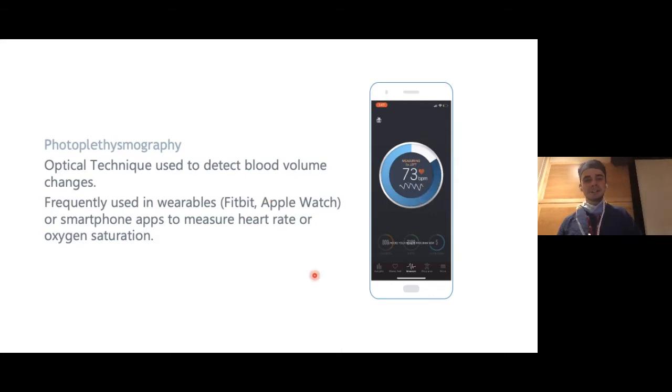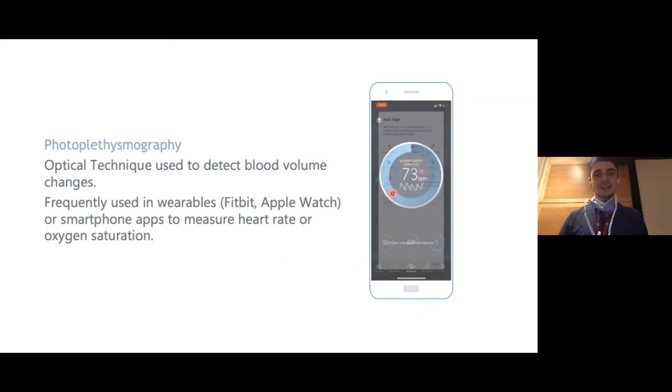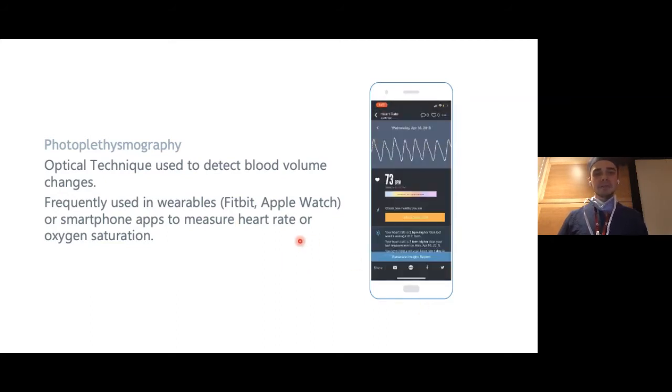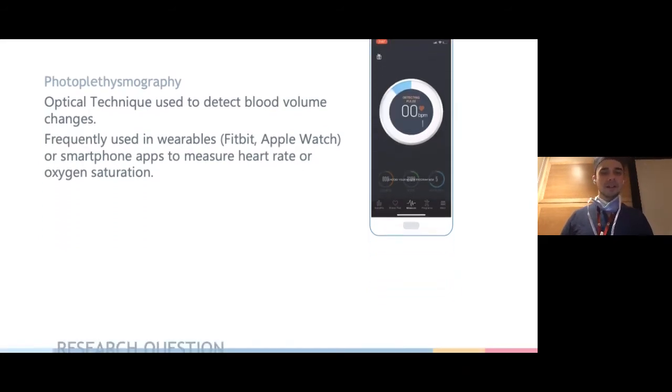It shines light on the pulp of your finger, and the light gets reflected back by every systolic contraction of the heart, and that gets converted to a signal. It's frequently used in Fitbit or Apple Watch to tell you heart rate. The new Apple Watch can tell you oxygen saturation. You also use it in the hospital for oxygen saturation, but it has never been used to detect diabetes.